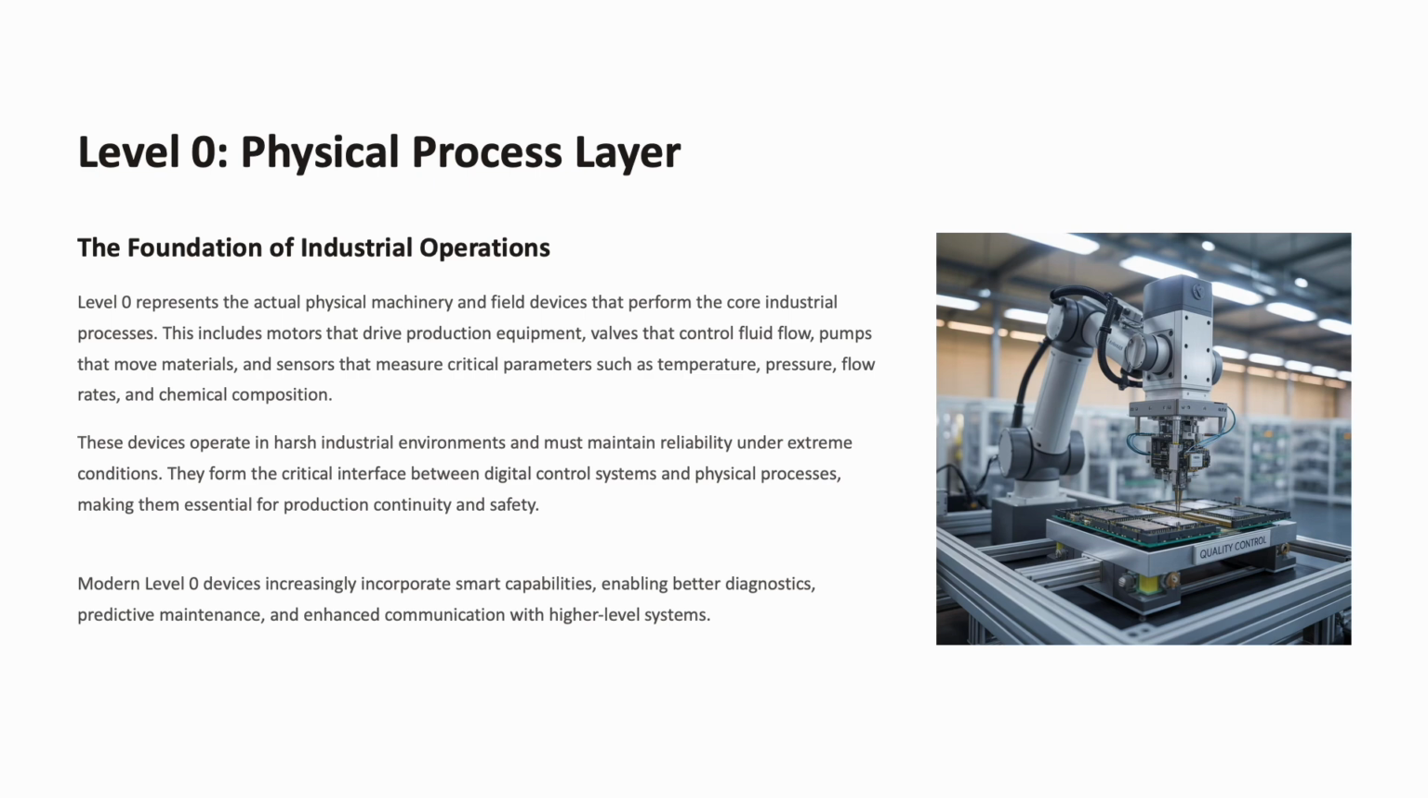Let's start from the very foundation of the Purdue model, level 0, the physical process layer. This layer represents the actual industrial machinery and field devices at the heart of any manufacturing operation. Here we find the motors that power equipment, valves that regulate the flow of liquids or gases, pumps that move materials, and sensors that measure key variables like temperature, pressure, flow rate, and even chemical composition.